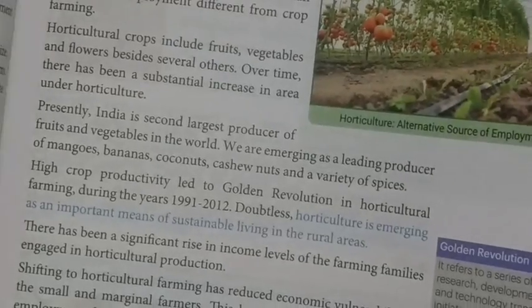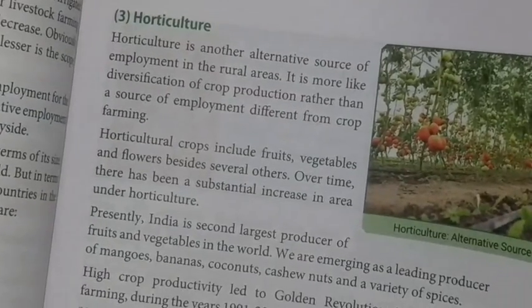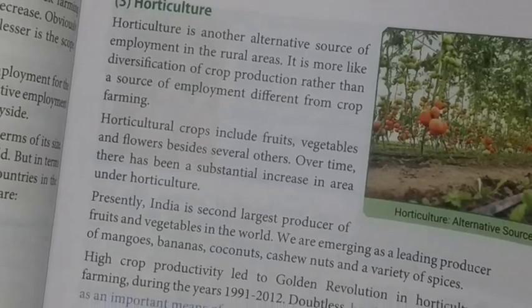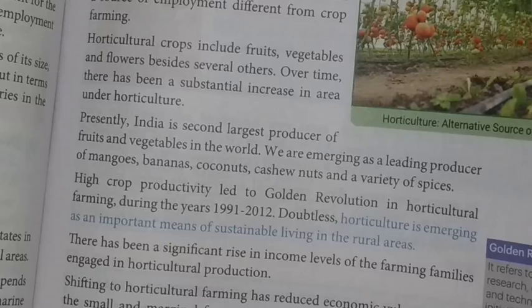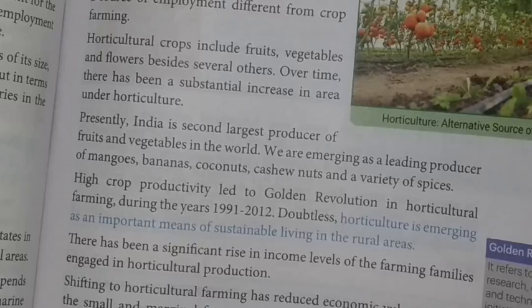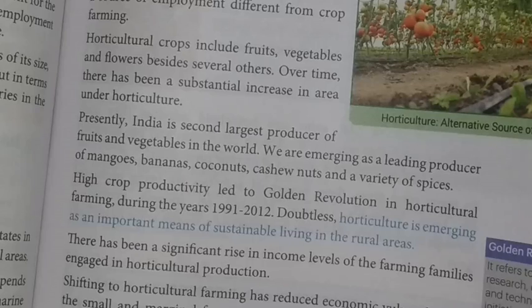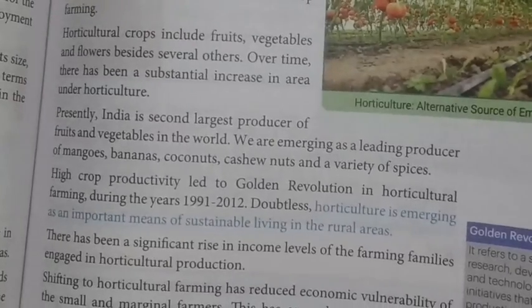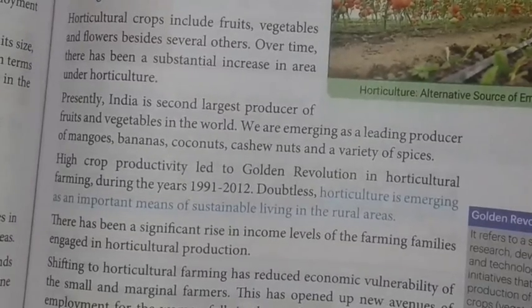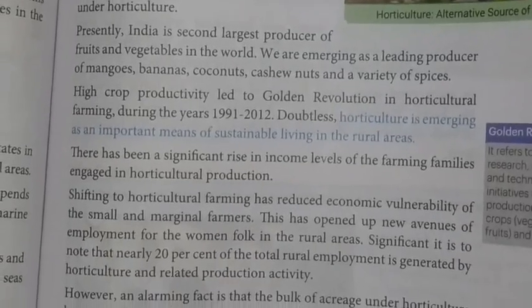to earn extra is horticulture. Horticulture is the agriculture of fruits, vegetables, and flowers beside our routine cropping. Nowadays there has been a substantial increase in the area under horticulture. A lot of people are ready to start horticulture centers to grow fruits, vegetables, and flowers as well. So now the area under horticulture has increased a lot.